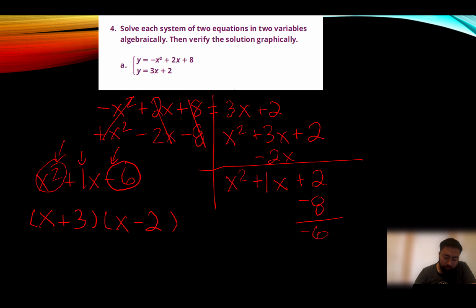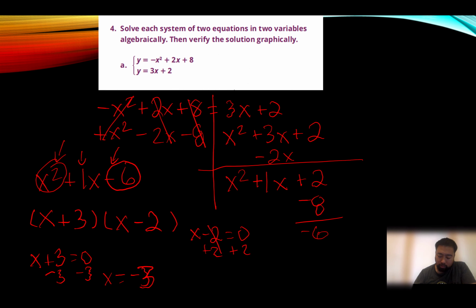You can set these equal to 0. X plus 3 equals 0. Subtract 3. X equals -3. Do the same thing here. X minus 2 equals 0, plus 2, plus 2. X equals 2. X equals 2. X equals -3.